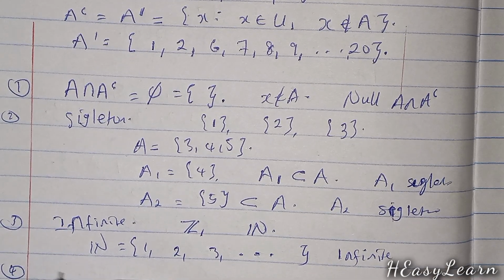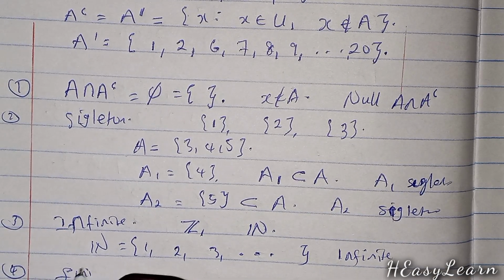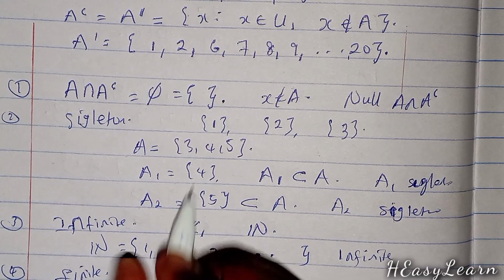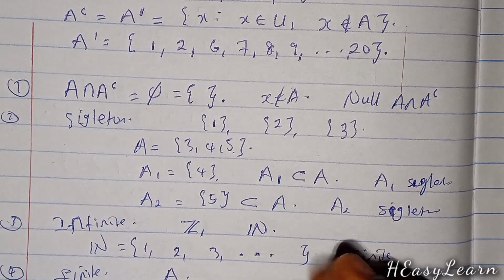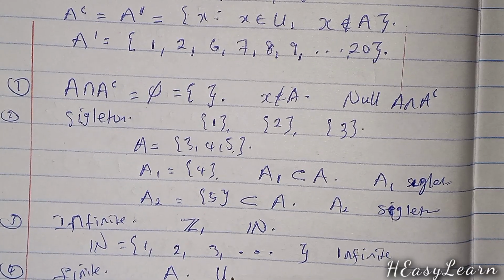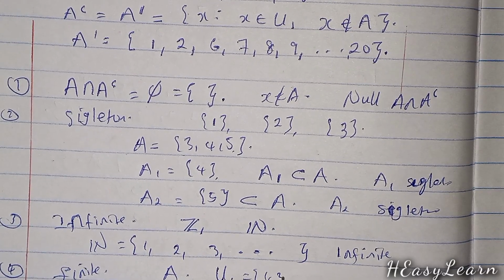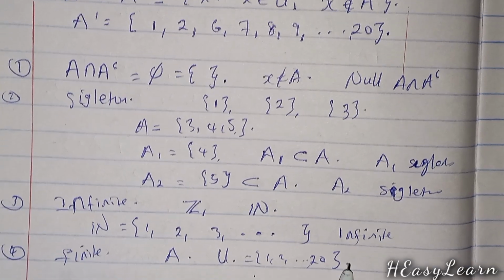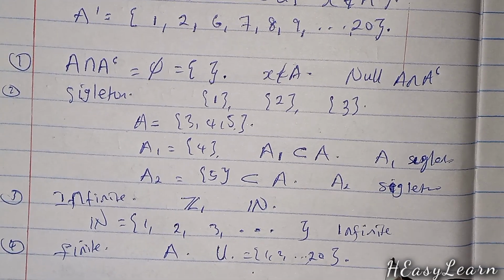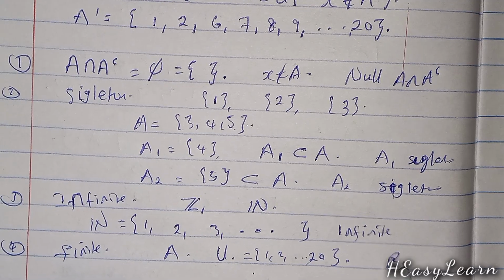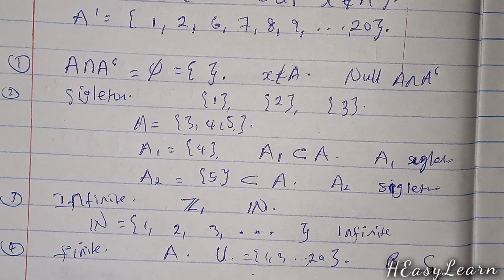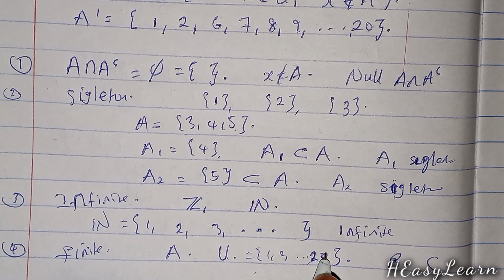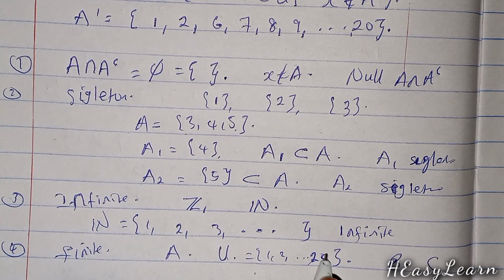So number 4, there is what we call a finite set. A is a finite set because A is 3, 4, 5. U is also a finite set because U is a set of 1, 2 to 20. B is also a finite set. C is a finite set. A set that has an end, of which we know the end, is called a finite set.